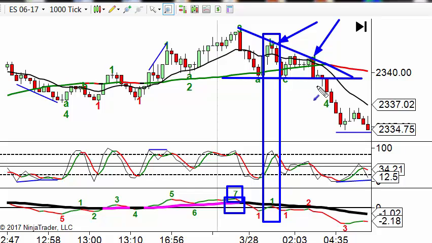But the other thing I will look for on triangles is to make sure that Mom on the higher time frame is also angling down. That's absolutely critical. So that's how I determine which direction to trade any type of breakout of consolidation. I look for the direction of Mom on the higher time frame.